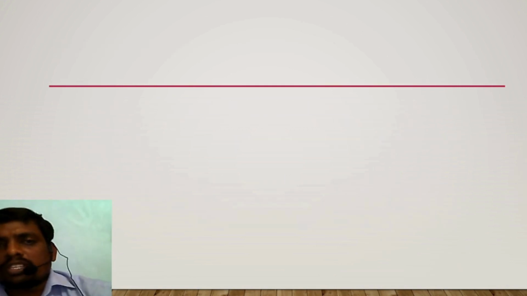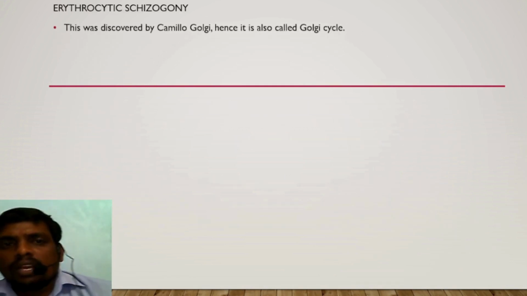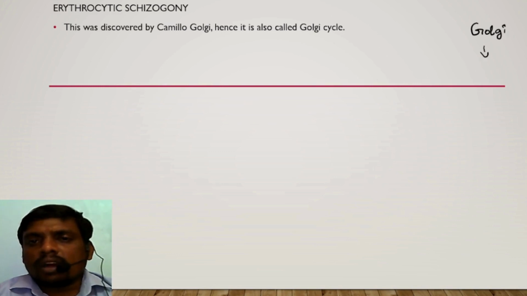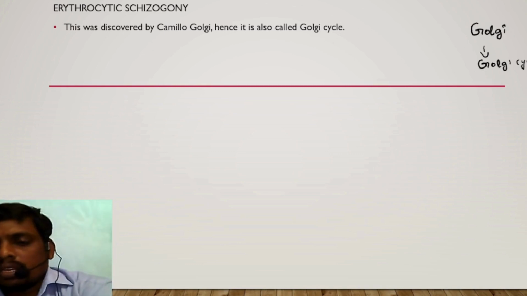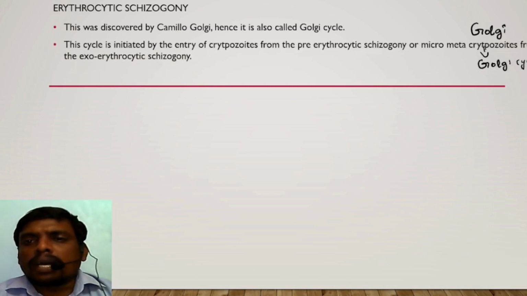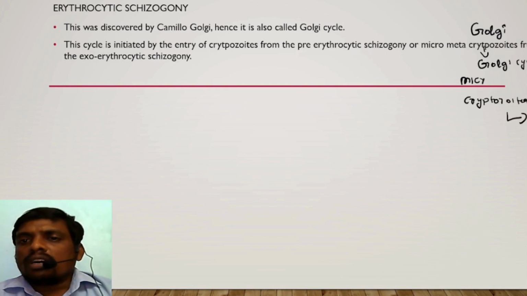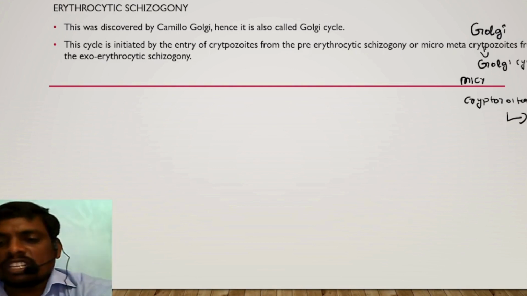Now let us see how erythrocytic schizogony happens. Erythrocytic schizogony was explained for the first time by Golgi, and hence this is also known as the Golgi cycle. The cycle is initiated by the entry of micrometacryptozoites from exo-erythrocytic schizogony, and the entry of cryptozoites produced in pre-erythrocytic schizogony also initiates erythrocytic schizogony.